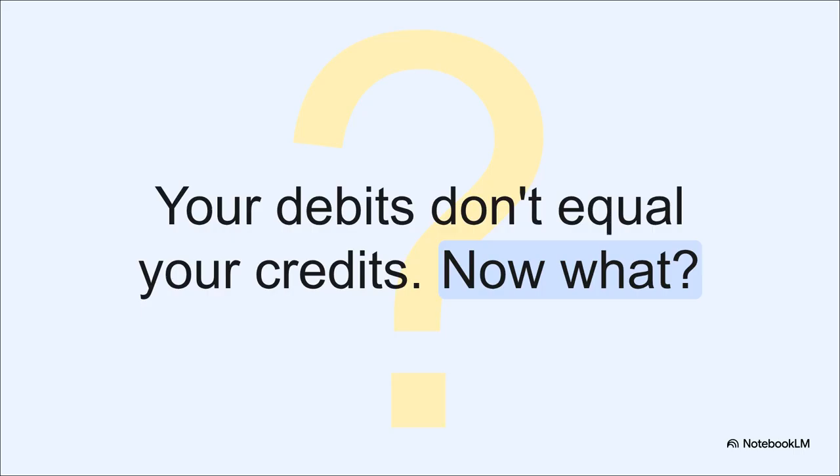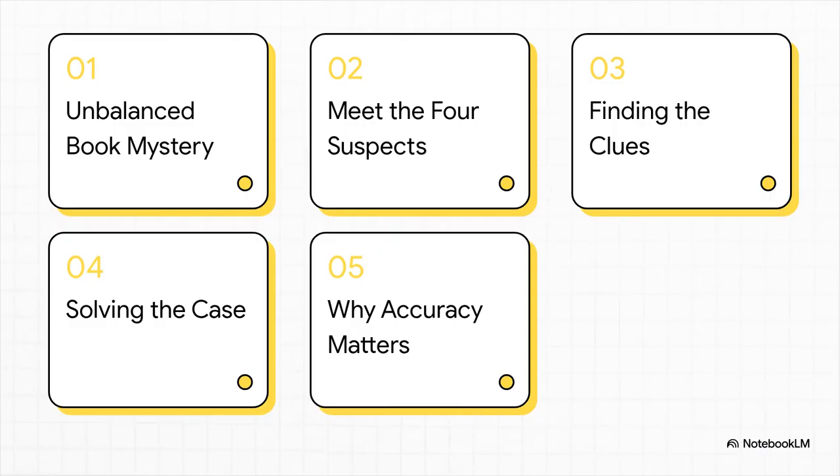So, here's our game plan. First, we'll get a handle on the mystery itself. Then, we're going to meet our 4 usual suspects, the main types of errors you'll run into. After that, we'll get into the real detective work, finding the clues. And finally, we'll solve the case by making the right corrections. Okay, let's get to it.